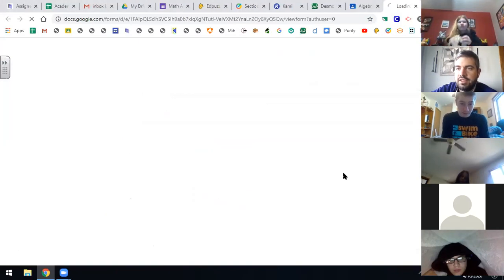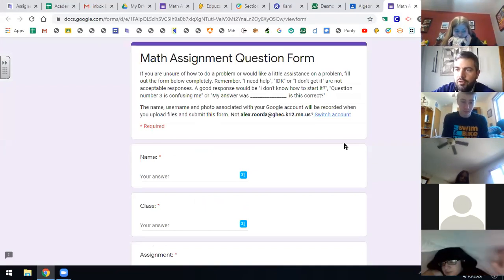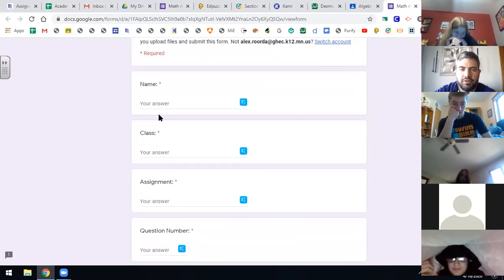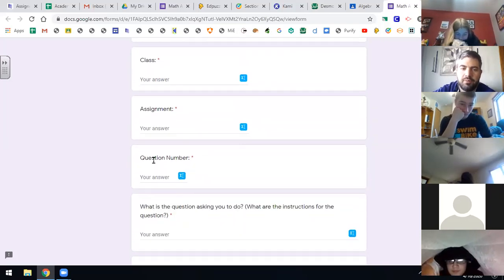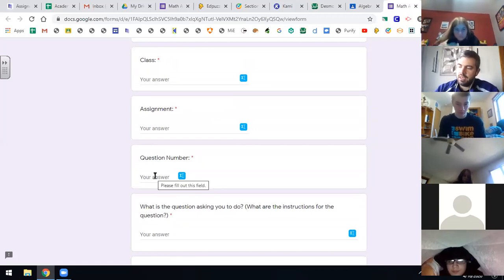And so this is a form that I want you to fill out, okay? And you might be like, well, why do I have to fill out a whole form to answer a question? Because this actually helps me figure out what exactly you need help on, okay? So pretty easy, first couple questions: name, class, assignment. So for tomorrow, it would be chapter 6 test would be your assignment, right? Question number. So you can literally write down the question number. Say it's number 15, all right?